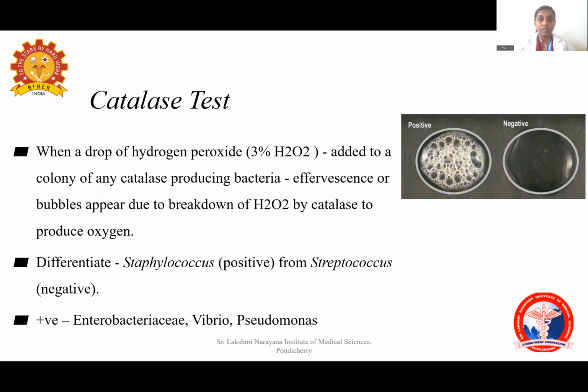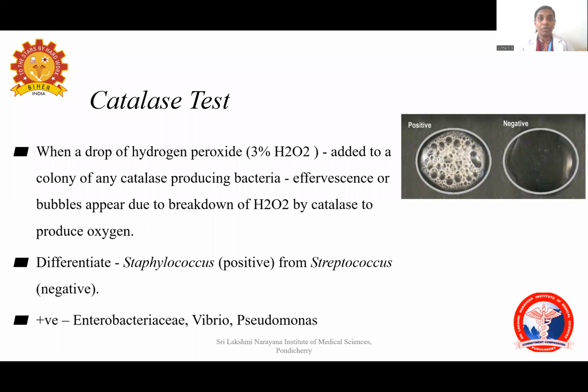You can do in several methods. The most common one is the slide catalase test. So we'll take a slide, and in that we will add a drop of hydrogen peroxide. 3% hydrogen peroxide is added. Then we will take the colony of the organism, and it is added onto this 3% hydrogen peroxide.